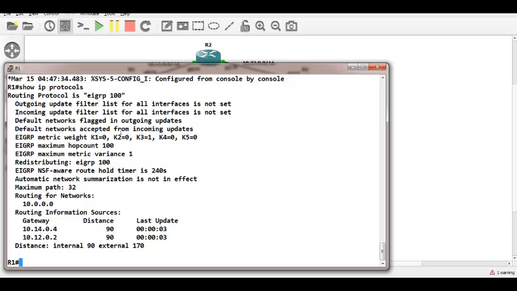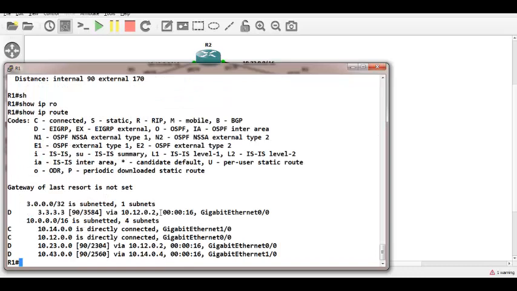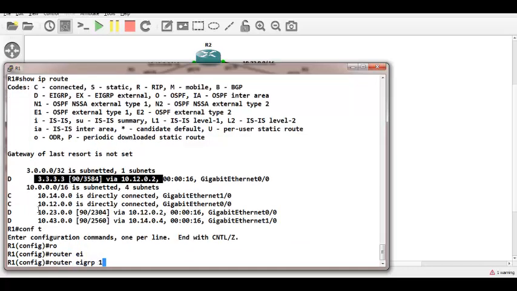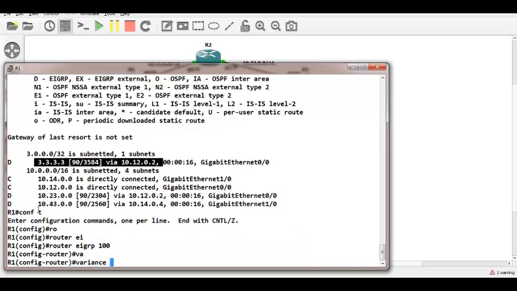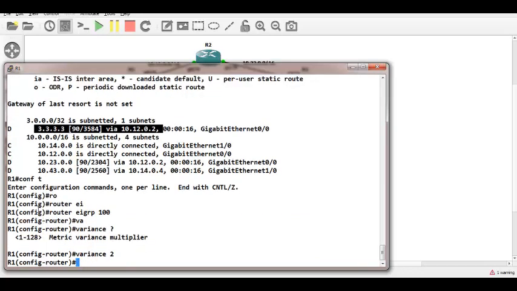Now let's go and change the variance. Currently there is only one route via router 2, but when I change the variance, router EIGRP 100 variance, you can go up to 128. I'm saying 2, simply 2.